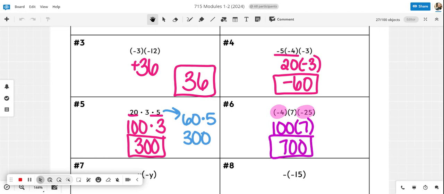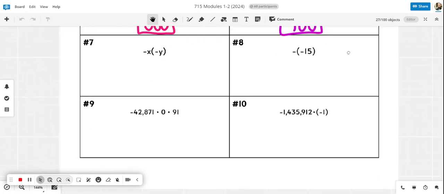All right. Okay, we got a few more on this page. Number 7, you're probably getting a little confused with that one. It looks a little different because we have variables. So just focus on the negative times a negative. Negative times a negative is a positive. So we would just put those together, just be positive xy.